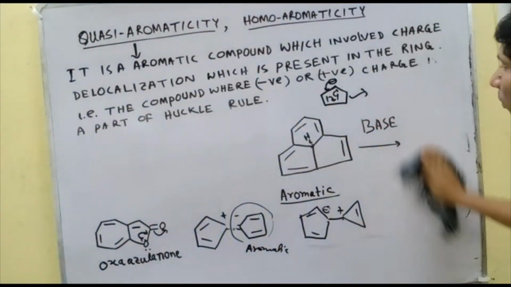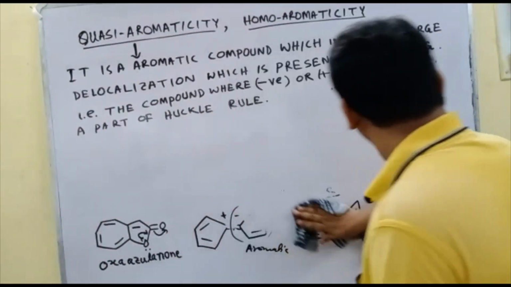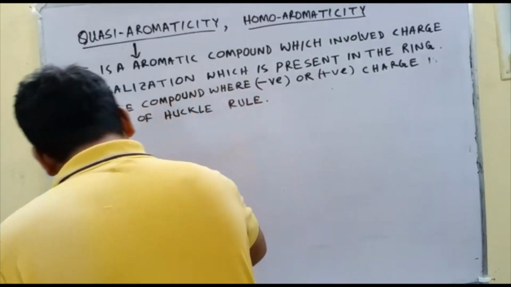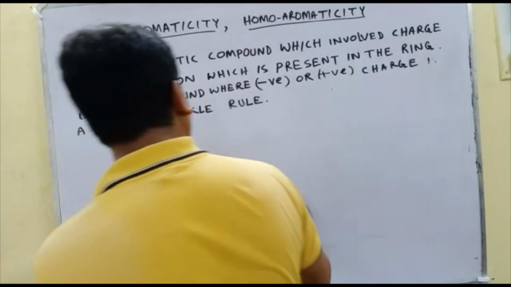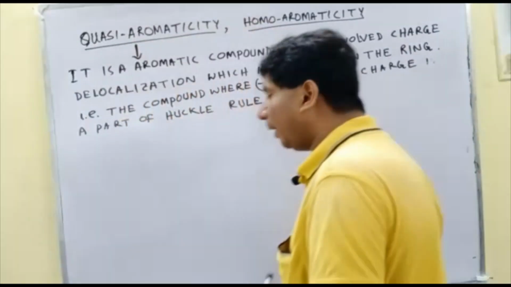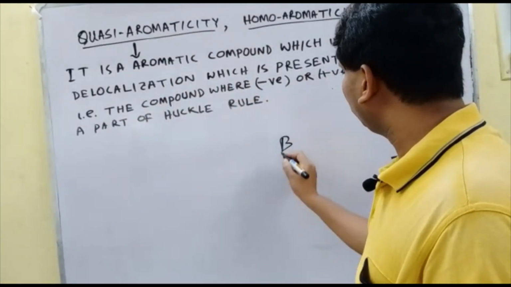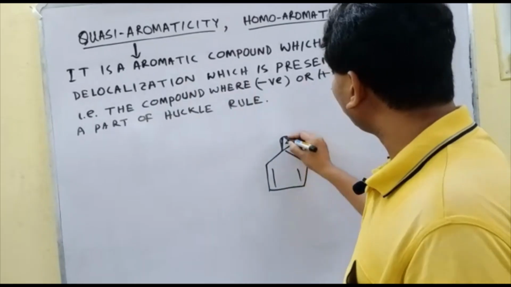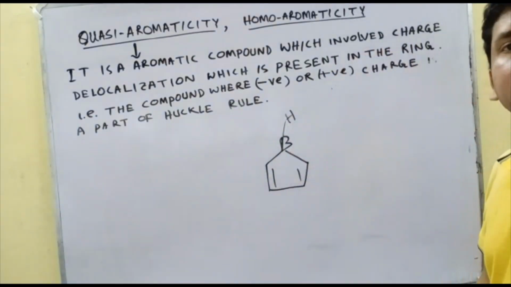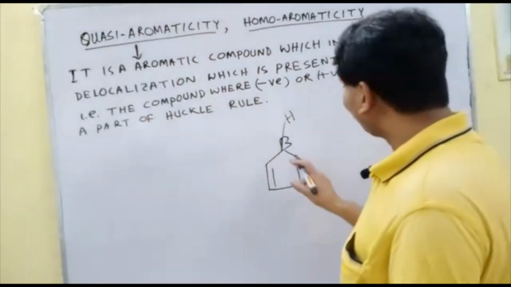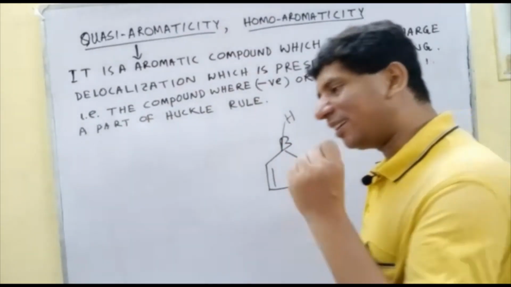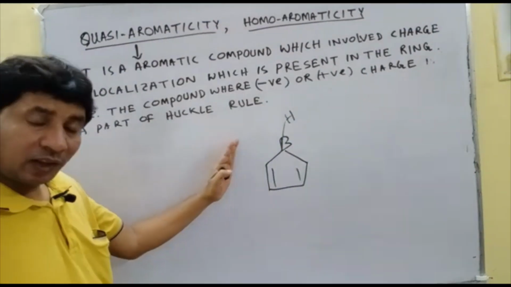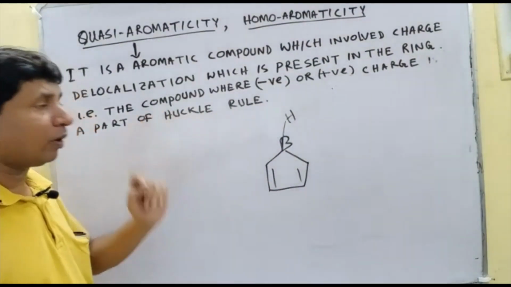Now, there are some special compounds which are also aromatic. They contain a heterocyclic atom in the ring, like boron. If we consider this type of compound, okay, though there is no electron, it is an aromatic compound. This is an aromatic compound.